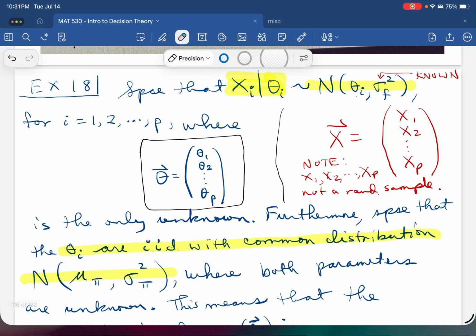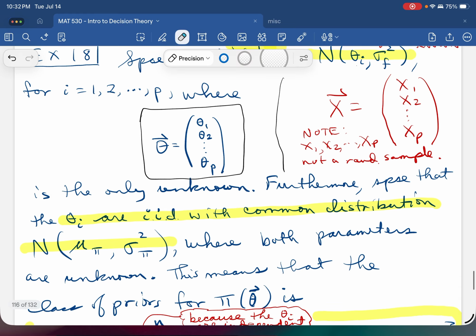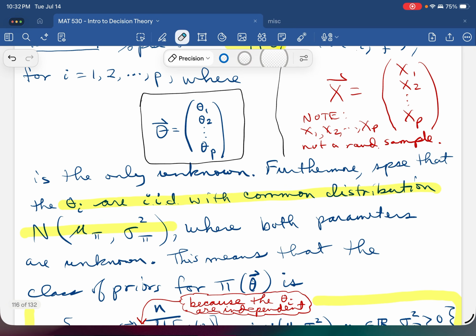Now notice from here, if we go back to our x_i given theta_i, the x_i's in this situation do not comprise a random sample because the theta_i's can be different. They all come from a common distribution, but we're not guaranteed, and in fact, most likely, I can't imagine that they would ever all be the same. So this means that we're going to have to look at a class of priors for the parameter vector here.